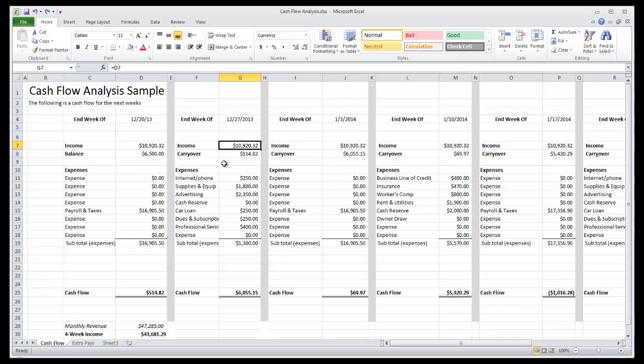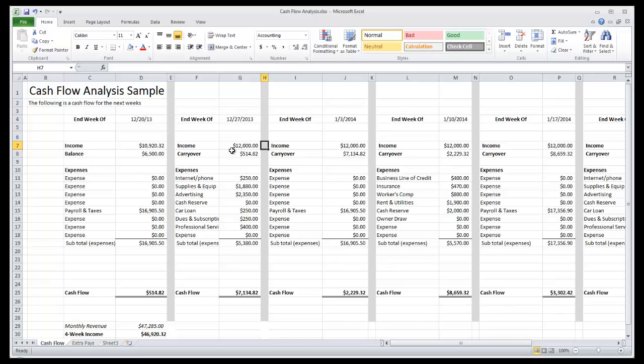If it's not what I thought it was, let's say that only $9,000 comes in, I would just go ahead and change that, because that's obviously going to affect all the other weeks that are coming on here. Let's say we got lucky and it was actually $12,000 that came in. Okay, so that obviously affects it in a much more positive way.